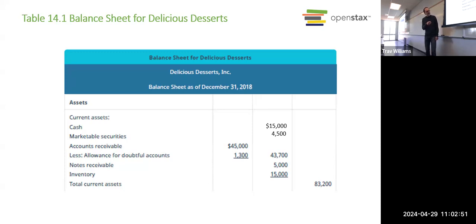Now, the next thing here, it says less allowance for doubtful accounts. That means there are some customers that probably aren't going to pay us. So if we're expecting $45,000 from our customers, except $1,300 that, these customers are flakes and they're just not going to pay us for whatever reason, then we really think we're going to get the difference.